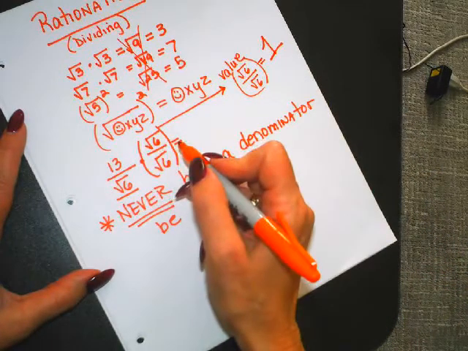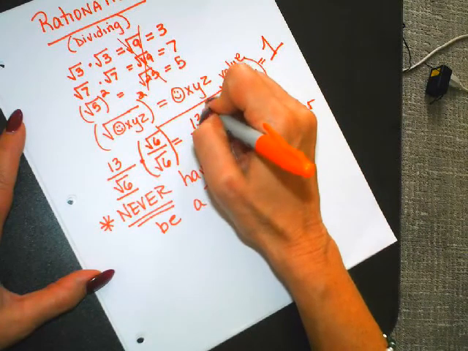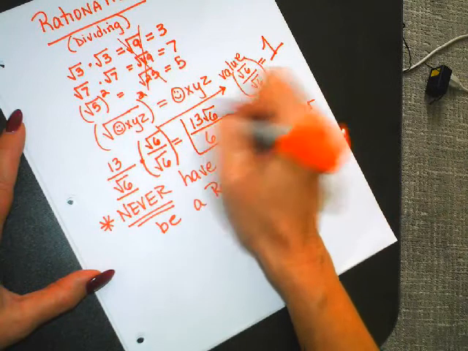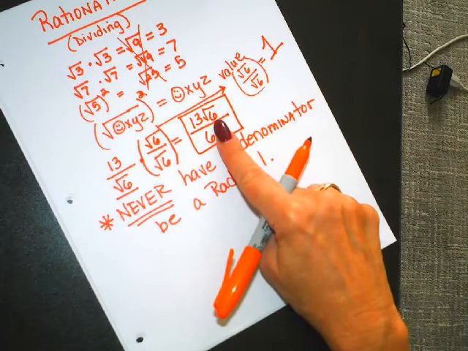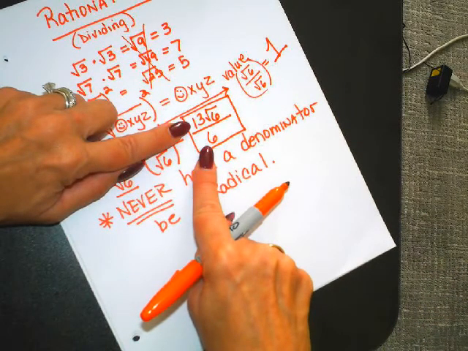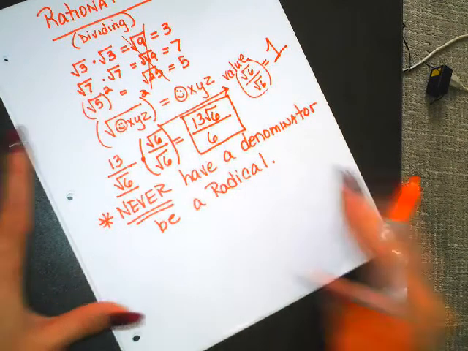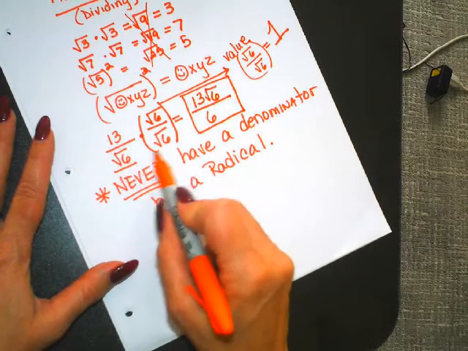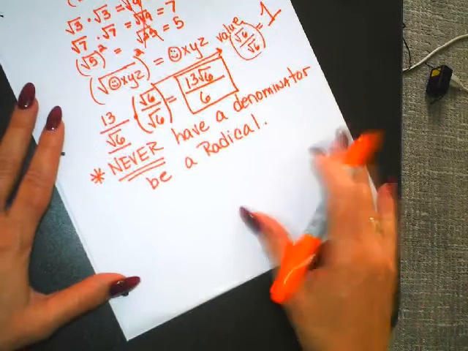Now, when I multiply, again, multiplying radicals is easy. Just multiply across. This becomes 13 radical 6 over 6. And that's it. We can't reduce the 6. If we can reduce these two numbers, we should. In this case, we can't. 13 and 6 cannot be divided by the same number. So basically, that's all we're doing. To clear out the radical in the denominator, we need to multiply it by the same number.